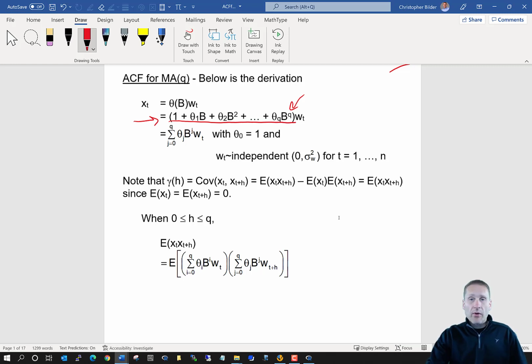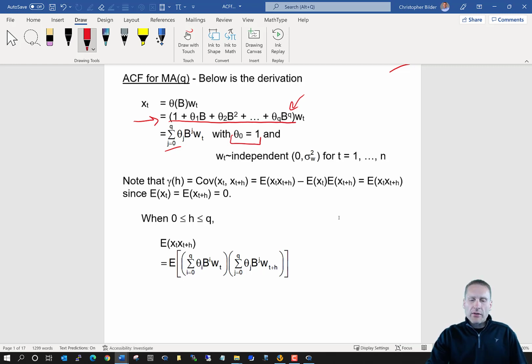Now, another little bit more compact way that we could write all this is as follows. Take the sum from j equals 0 to q, theta sub j, B raised to the j power, w sub t, where we say that theta 0 is equal to 1. So we include this extra theta in there, mainly for notational convenience.